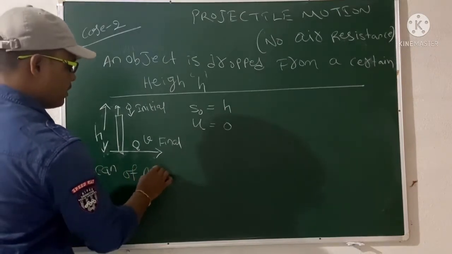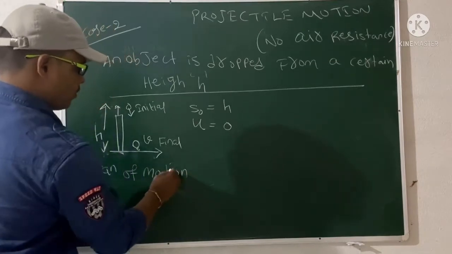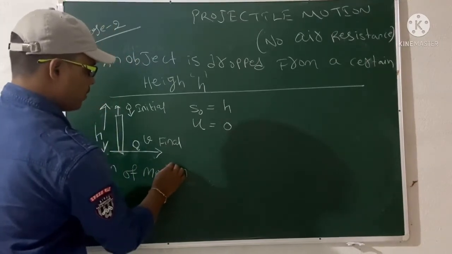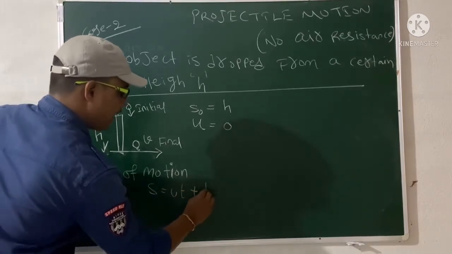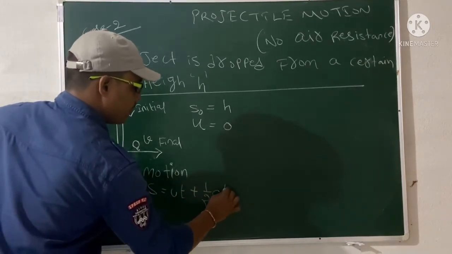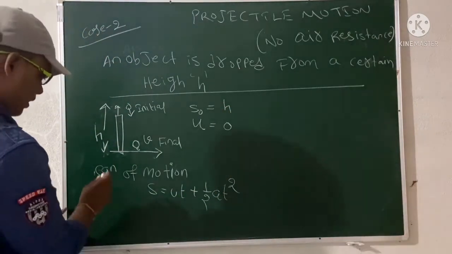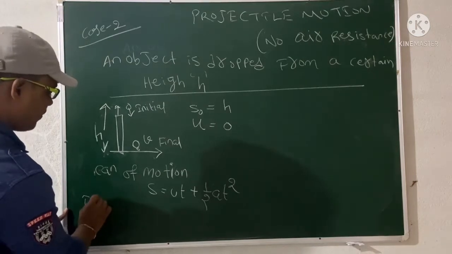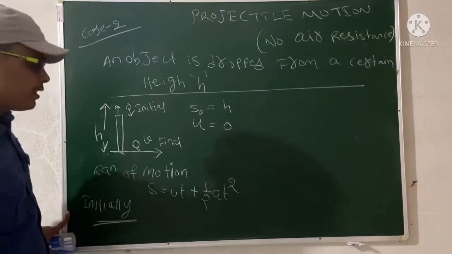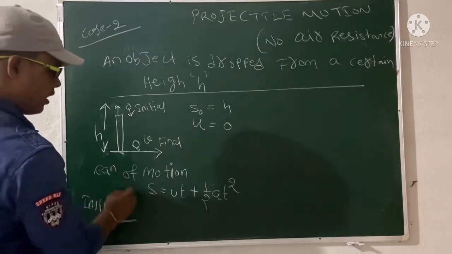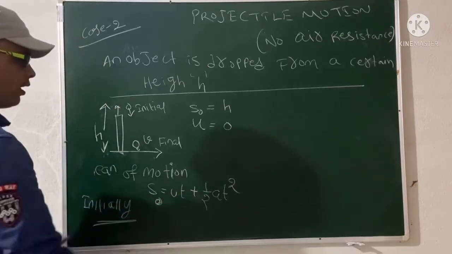Equation of motion says that s equal to, what is the equation of motion? S equal to ut plus half at square. In the initial case, what will happen initially? Your s is nothing but s0.